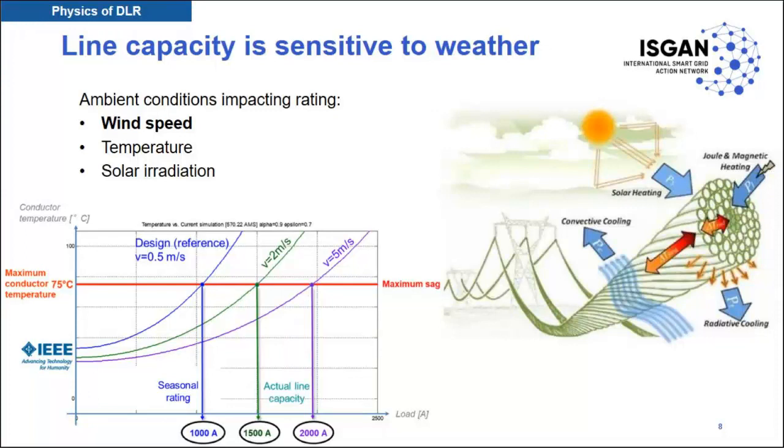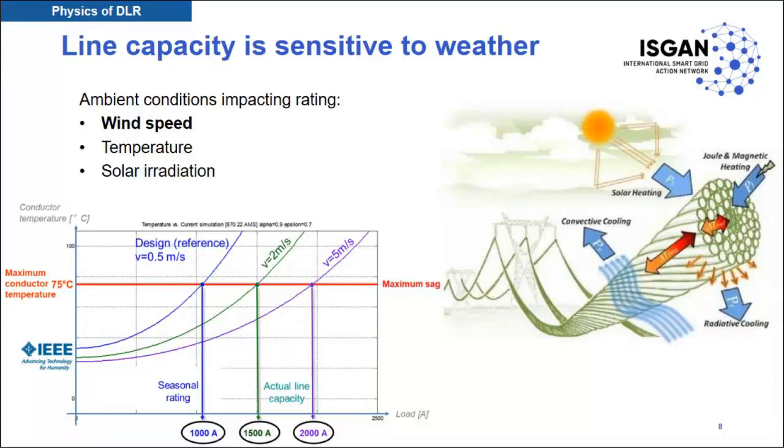Now, this is for the design of the lines when there is no wind, or in Europe, 0.5 meters per second. Now, if you have 2 meters per second, you can see that the gains are dramatically impressive, because the capacity of the same conductor has increased by 50% with only 2 meters per second of wind. I'm going too fast. Now, with 5 meters per second, in that case, the capacity of the conductor has doubled without any further action of any sort. So this is attractive enough to think about developing methods to do dynamic line rating.